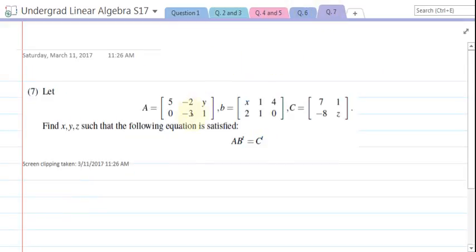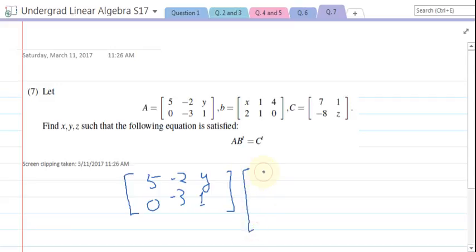All right, so here again, it's a question of matrix multiplication. We have 5 minus 2y times 0 minus 3, 1 times B transpose. B transpose is this way. X1, 4 times 2, 1, 0. And that's going to give you C transpose. C transpose is going to be 7. The diagonal stays the same, and the off diagonal switch. So I have minus 8 and 1.